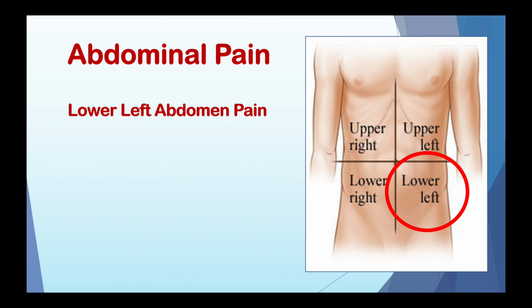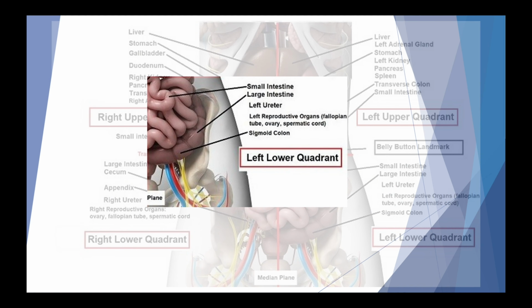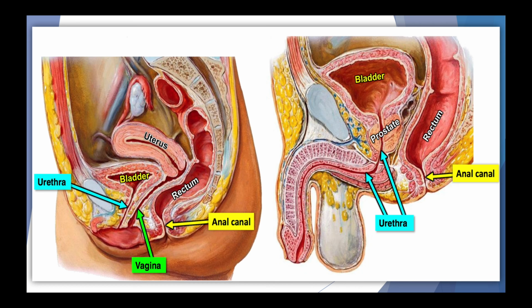Abdominal pain, pain in the lower left abdomen. The abdomen can be separated into 4 quadrants. The lower left quadrant of the abdomen contains the transverse, descending, and sigmoid sections of the colon, part of the small intestine, the ureter of the left kidney, and the iliac fossa, which is part of the hip bone and pelvis. The iliac fossa is a gateway to the reproductive organs in both men and women.